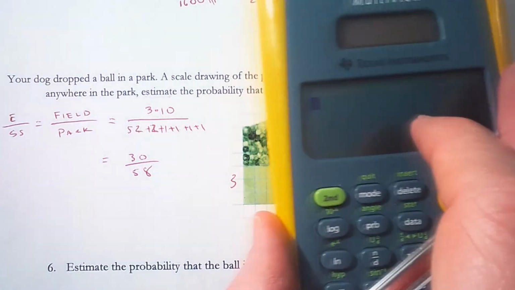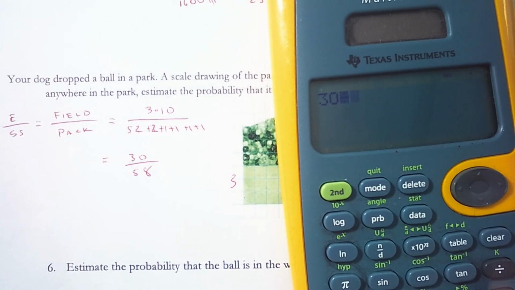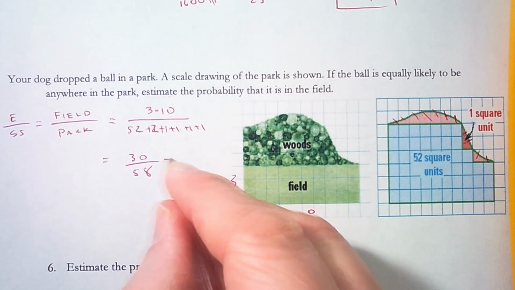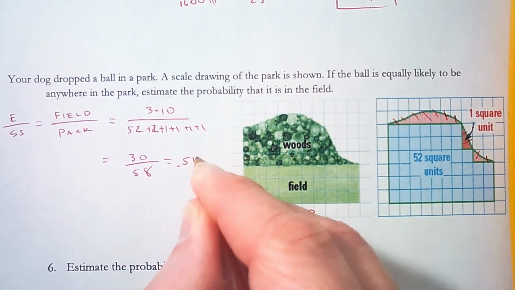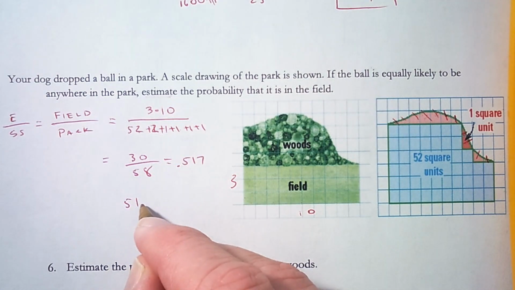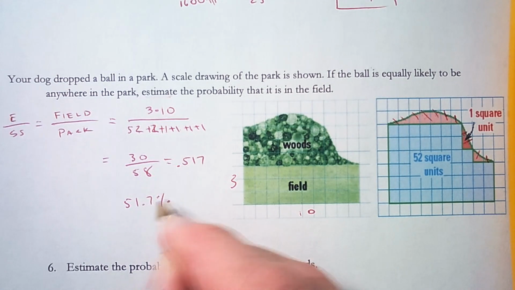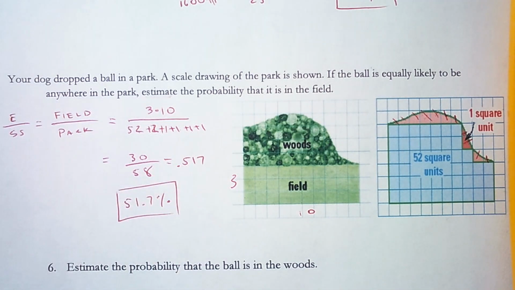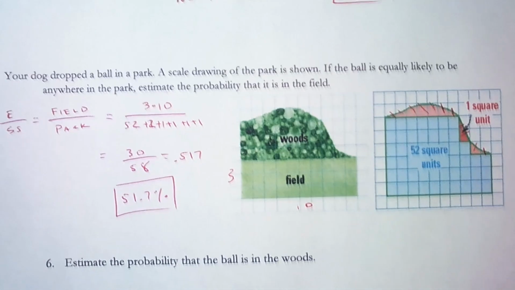Okay, so 30 over 58, as a decimal is 0.517, which means there's a 51.7% probability that the ball is in the field.